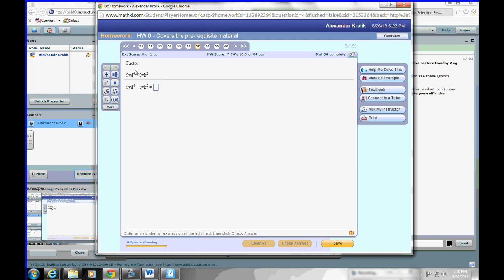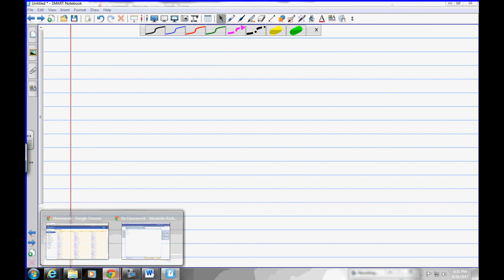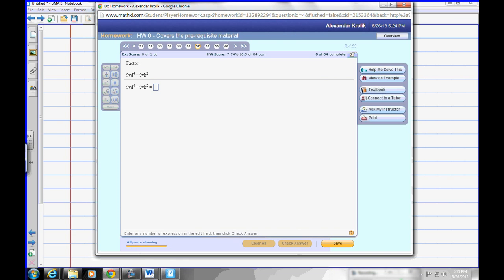Let's ask you to factor. Now, as we all know, the first rule of factoring is what? What do you do first when you're trying to factor? Anyone? Yes. Common factor. I want to take out the common factor. In this case, it's 9 and v, right? What was the question? Does anybody remember? The question was 9vd to the fourth minus 9vk squared, right?